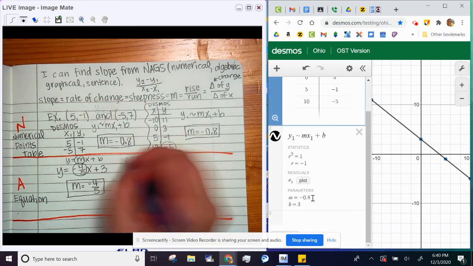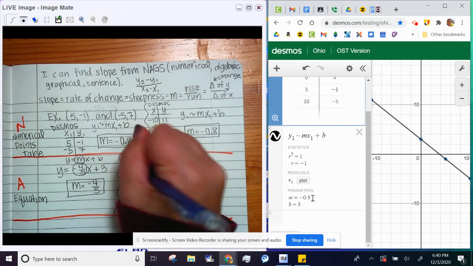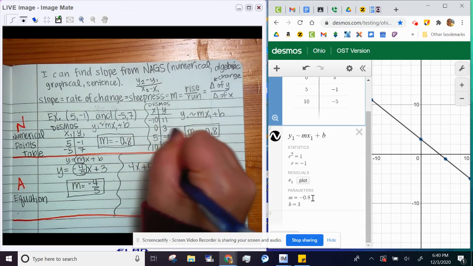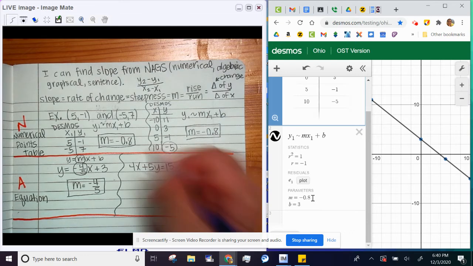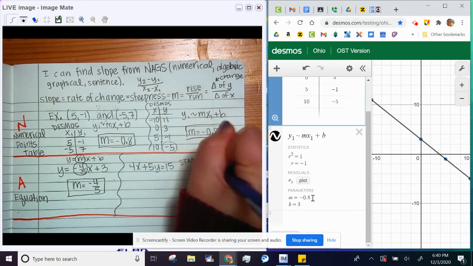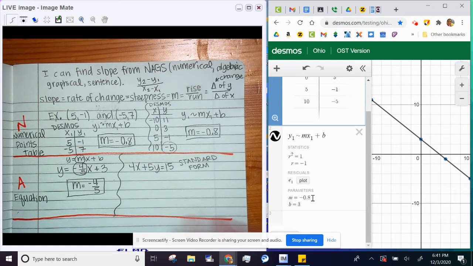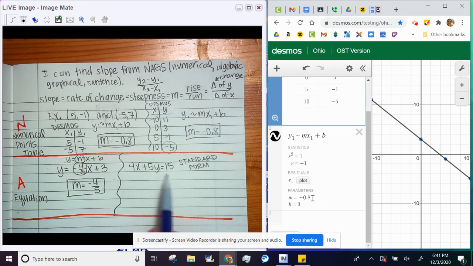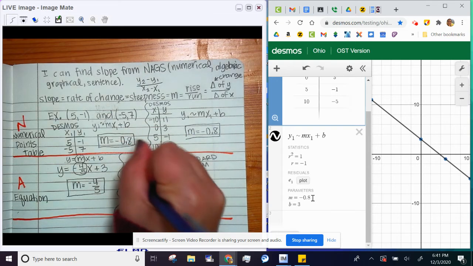Okay, but sometimes they'll give us a standard form equation. So this one is standard form. It's 4x plus 5y equals 15. The reason why this one's standard form is because it doesn't start off y equals. See how our last one had y equals? This one doesn't start off y equals.